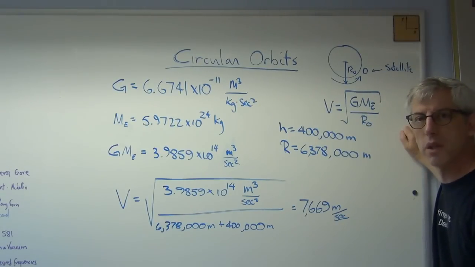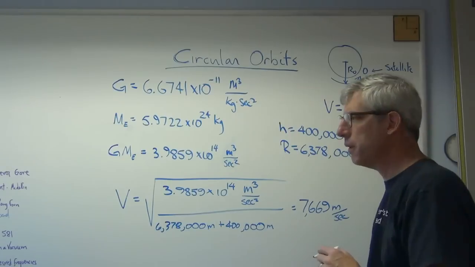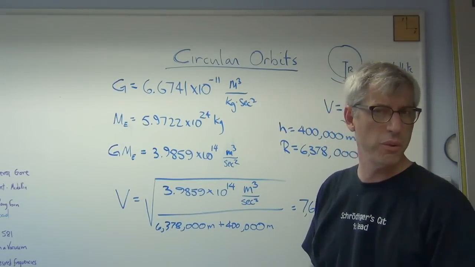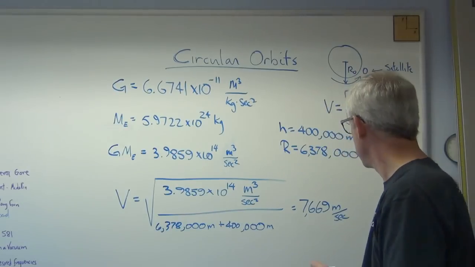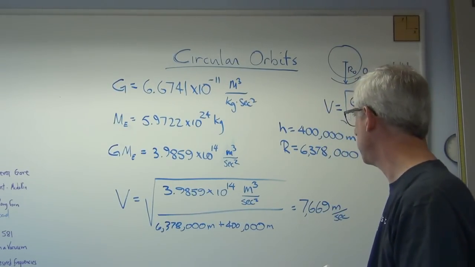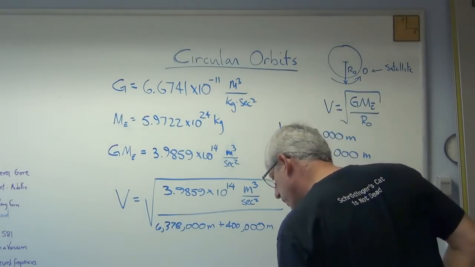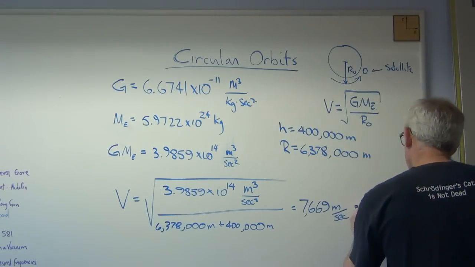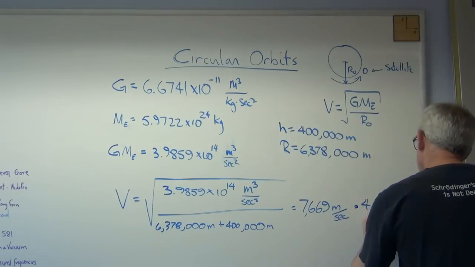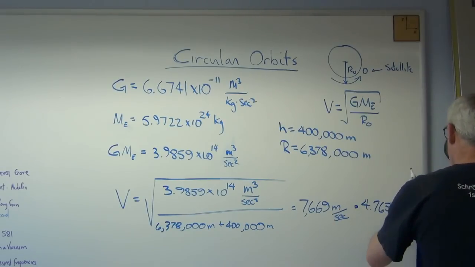So is that fast or slow? That's crazy fast. All right? The speed of sound is like 343 meters a second, I think. So this is on the order of Mach 20 at sea level. And I'll have to check. If you want it in old-fashioned sort of caveman units, it's 4.765, that's in miles per second, okay?